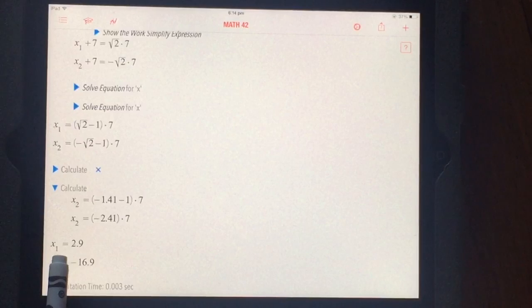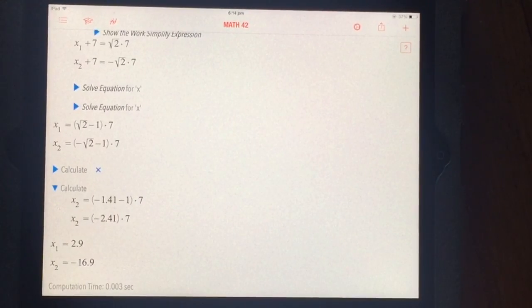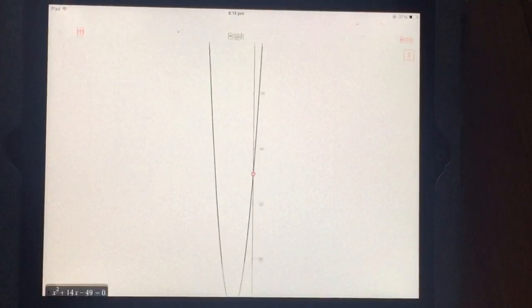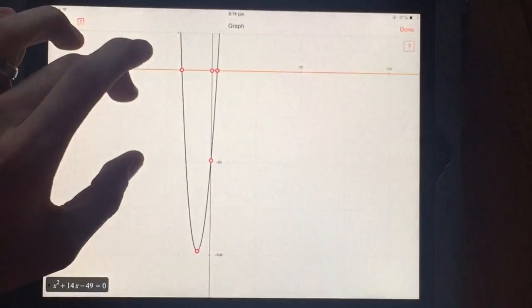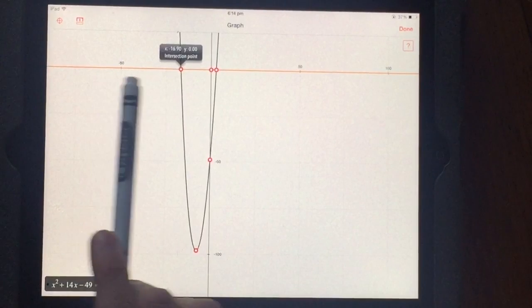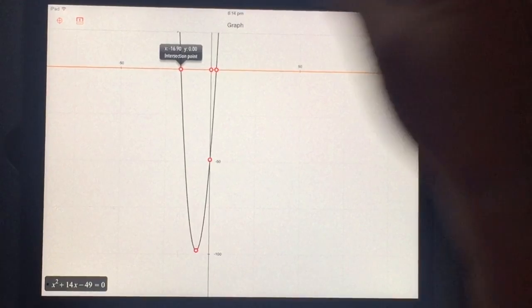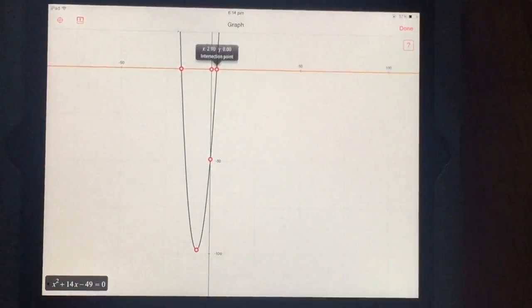So x is equal to 2.9 and x is equal to negative 16.9. Now a lot of students might think, what exactly do these values mean to us? So another useful tool in Math42 is you can go up here to the graph and actually show them on the graph where this function crosses the x-axis. So here the orange is our x-axis. So it crosses the x-axis at negative 16.9, and it also crosses at 2.9.